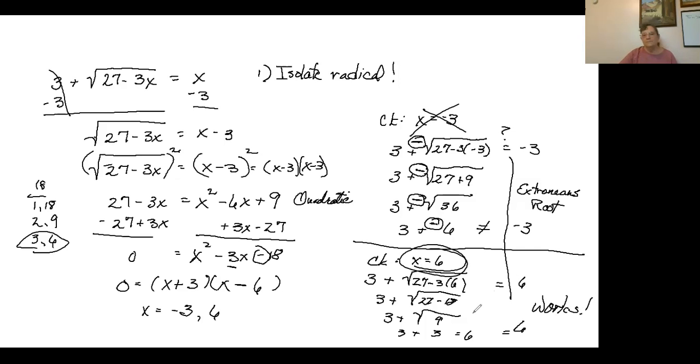That's the only answer. Now, if you fail to check these and you put both answers into my math lab, it's going to just say it's wrong. And then you're going to want to start all the way back at the beginning looking for a mistake, and there is no mistake. So if you put in an answer to my math lab and it says it's wrong, make sure that you checked your answers. You'll be able to tell from this by changing the sign in front of the radical whether it's a mistake or an extraneous root.